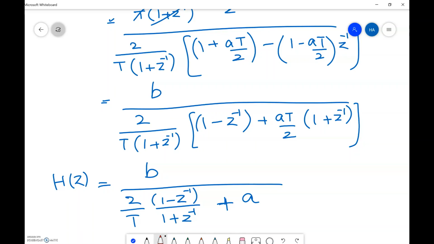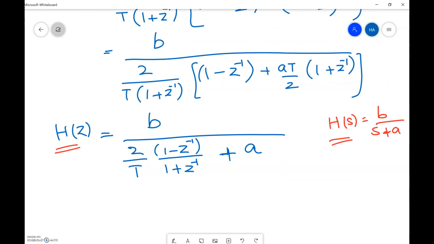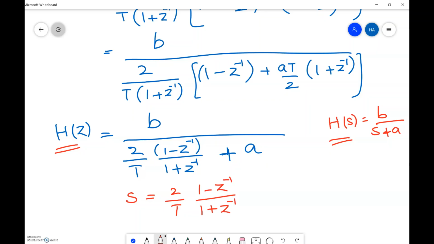So we started off with the analog transfer function h of s equals b by s plus a, and derived the digital transfer function h of z. So now we can relate h of s and h of z, right? What will be the relationship if you compare? That is b by s plus a, and here you have b by this term with z inverse plus a. So obviously s is equal to 2 by t into (1 minus z inverse) by (1 plus z inverse).